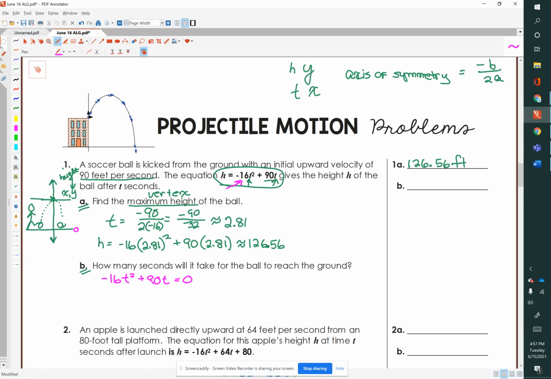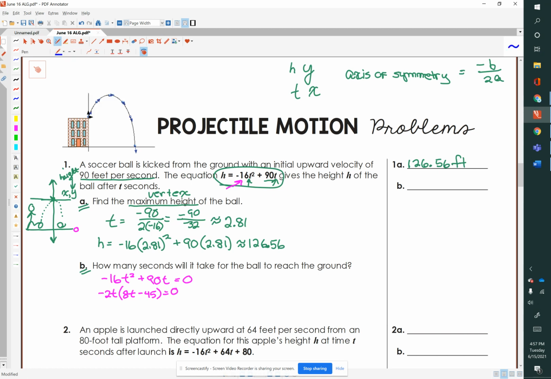Let's factor out a 2 and a t to make this simpler. So we factor 2t out of negative, let's factor out a negative 2t. And if we factor out a negative 2t, we're going to have 8t. If we factor negative 2t out of 90t, we're going to have minus 45 equals 0.